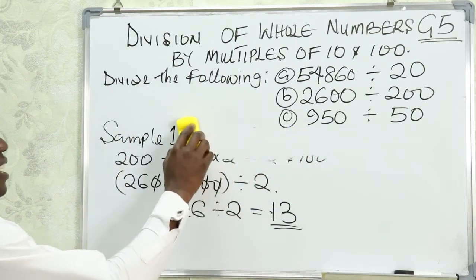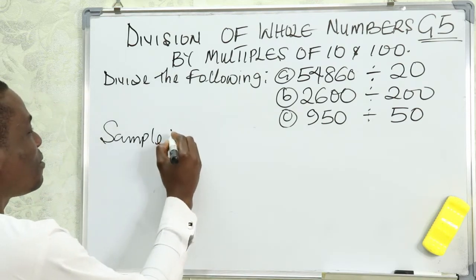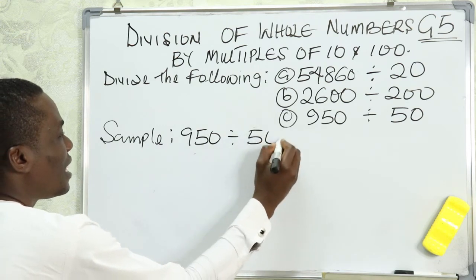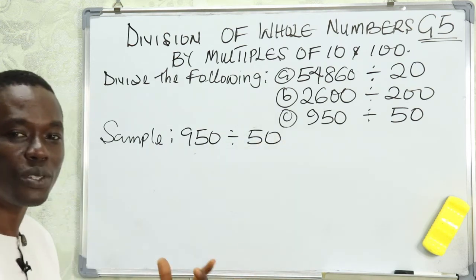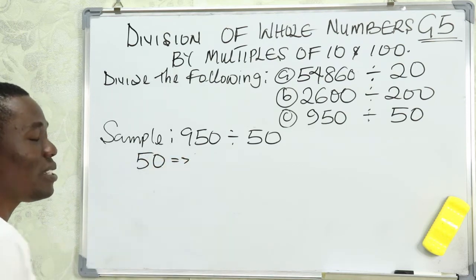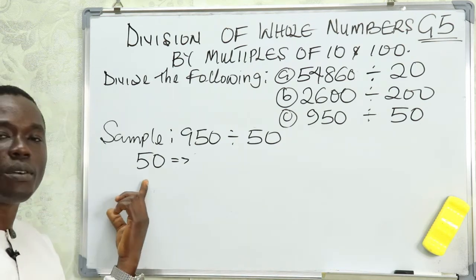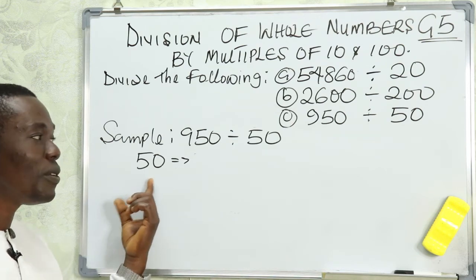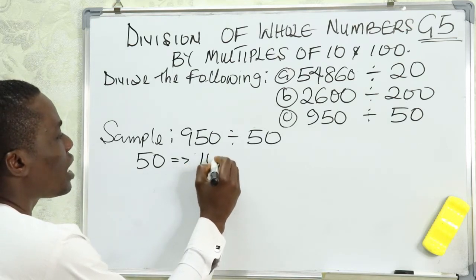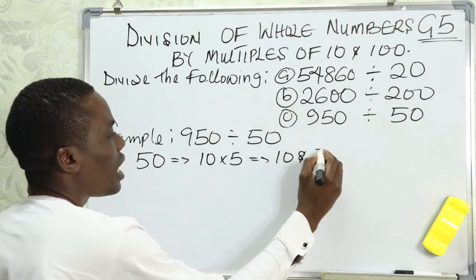So you see how pretty easy it is. Now let's look at the final sample, sample 3. In sample 3, you are asked to divide 950 by 50. Now using the factors of the divisor method, all we need to do is to find the factors of 50. 50 is a multiple of 10, and we got 50 when we multiply 10 by 5. So the factors are 10 and 5.